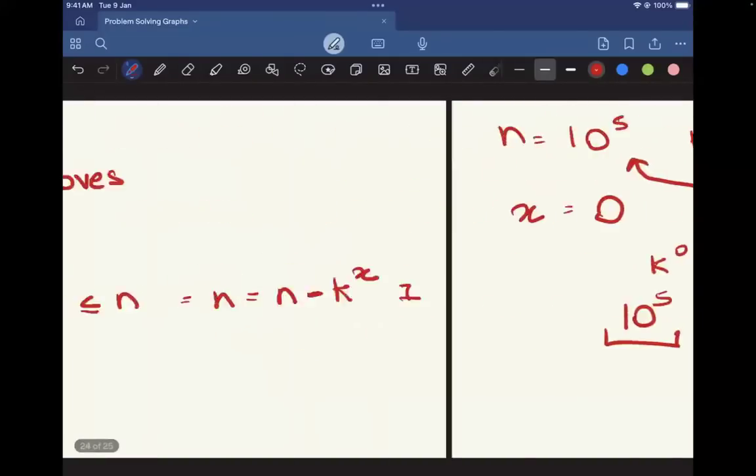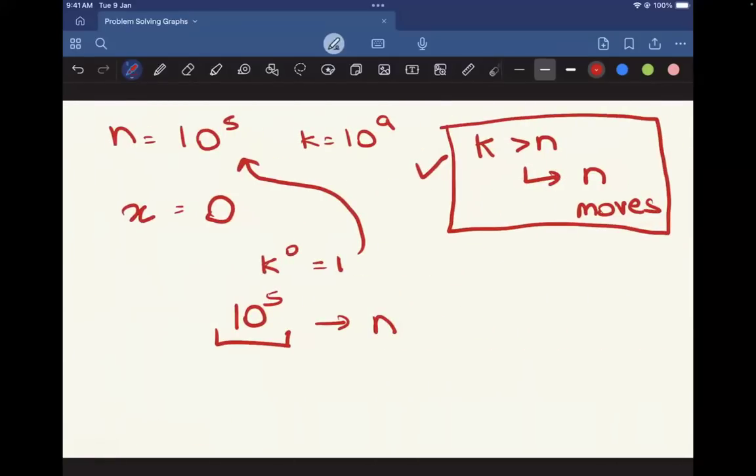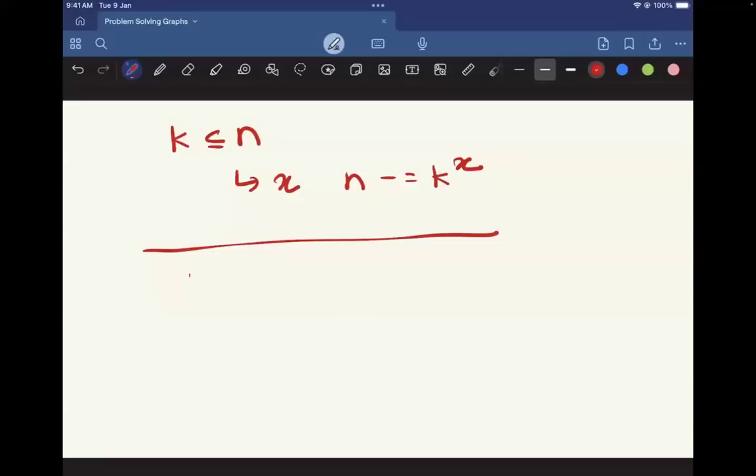If this much is clear, then that is more or less the solution. What do we have to do? While k is smaller than or equal to n, there are two parts to this solution. While k is smaller than or equal to n, find the largest power x and subtract k raised to x from n. After that, when k becomes greater than n, it is going to require n moves. This is part 1 of the problem. This is part 2 of the problem. Is this much clear for everyone?